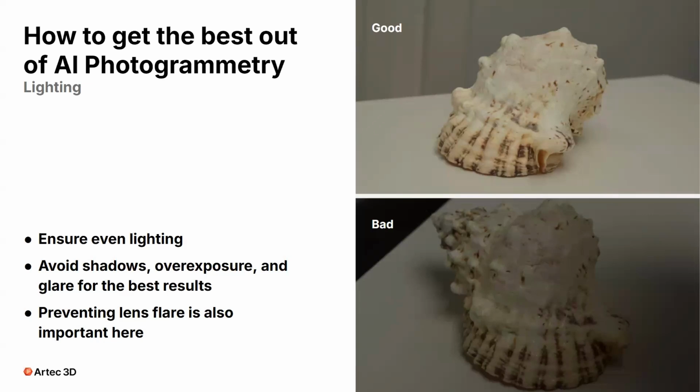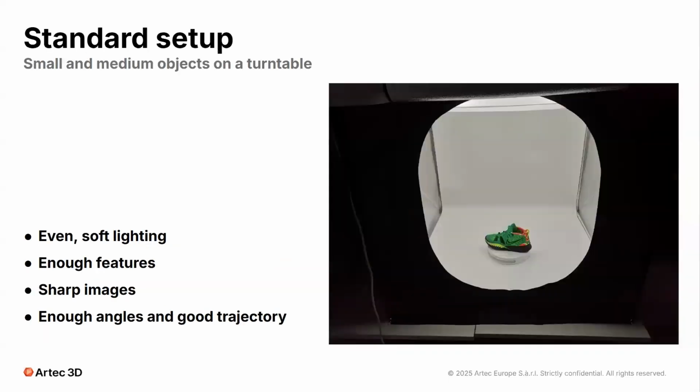So yeah, if you're filming against the sun and if you have lens flare, then those images can be really bad for the reconstruction. So they can worsen the alignment of the photos, and they can produce artifacts on your final model.